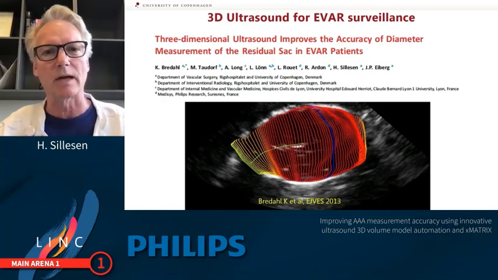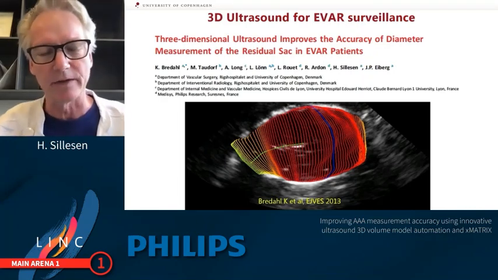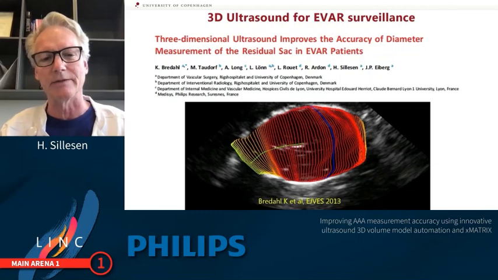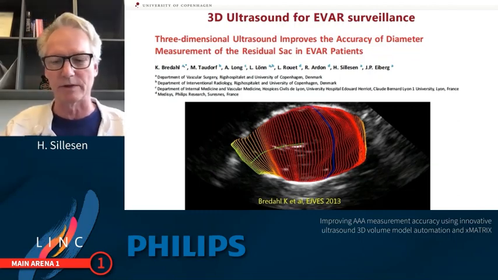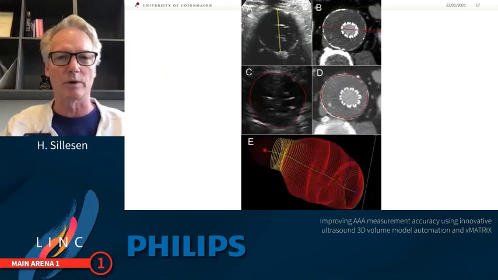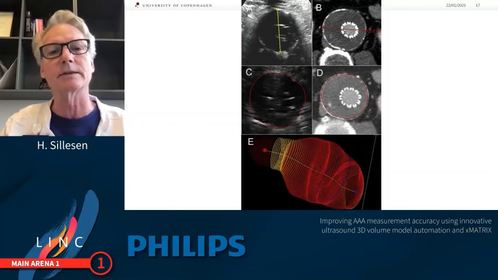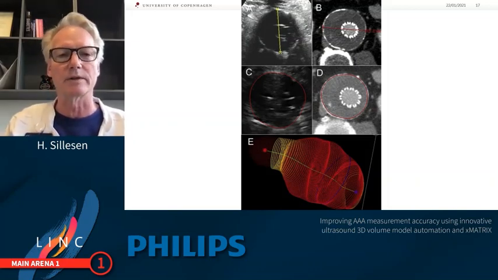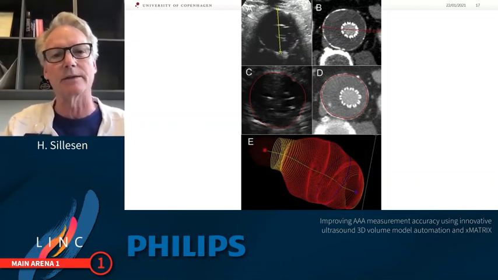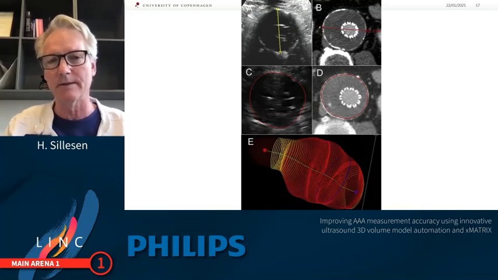What about 3D ultrasound for EVAR surveillance? This is actually where we began using this technique even before the transducer was released. So you see this goes 7 years back, this work. And here you see some early slides. Images A and C are ultrasound slides of post-EVAR sacs, where you can see the graft inside, and you see the corresponding CTs.